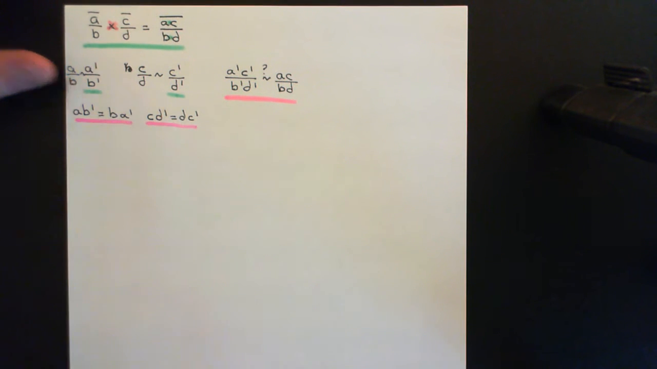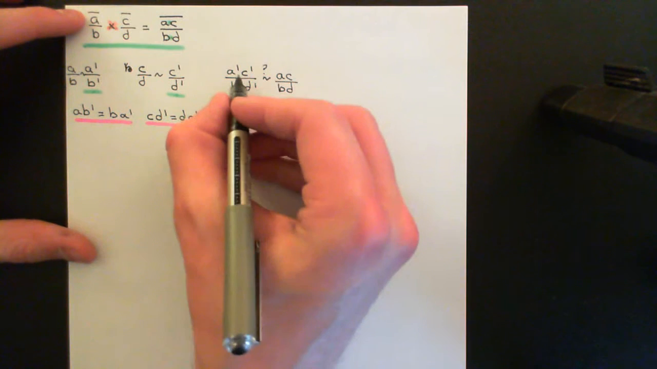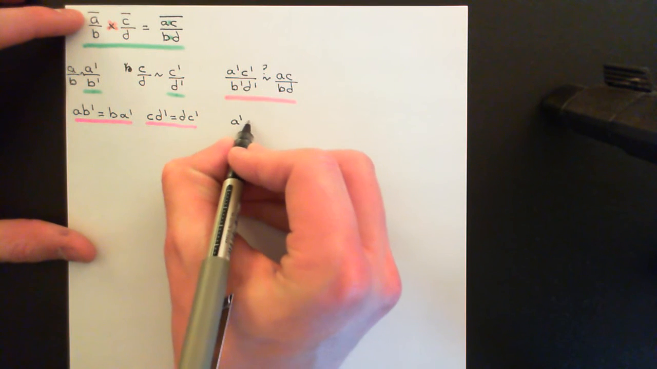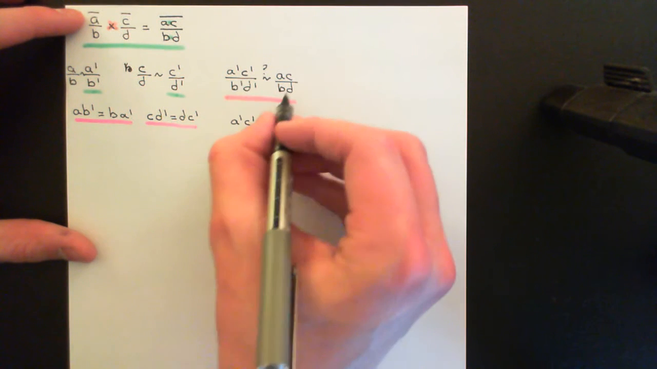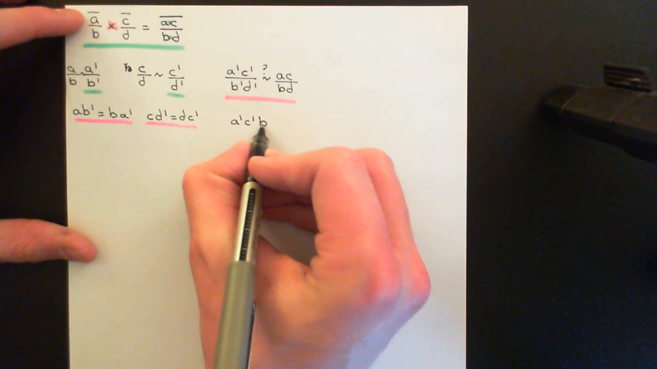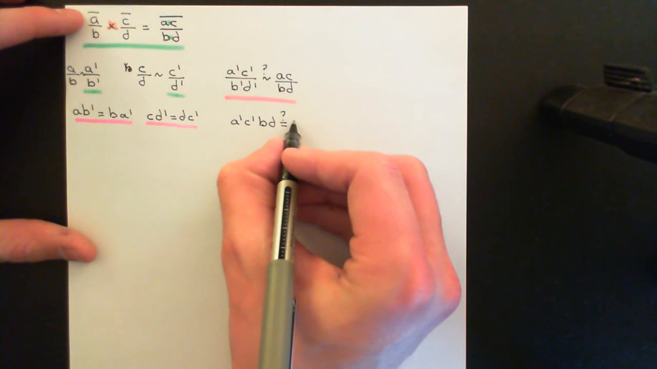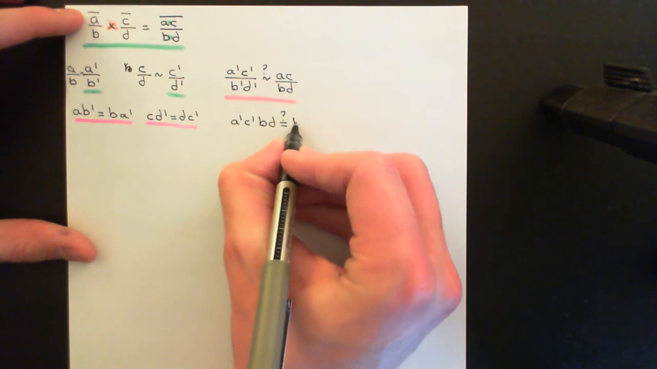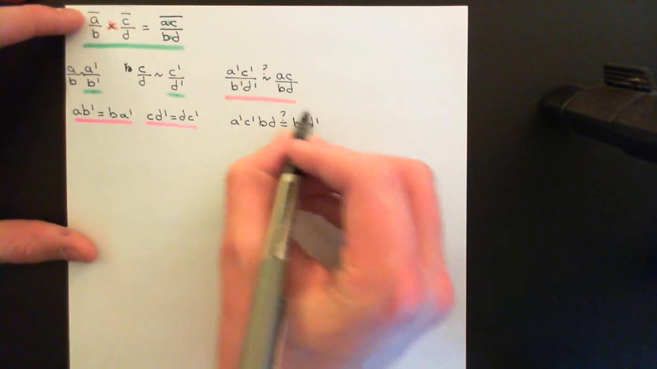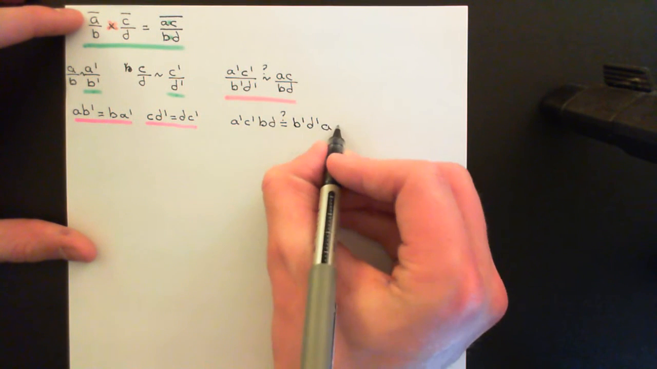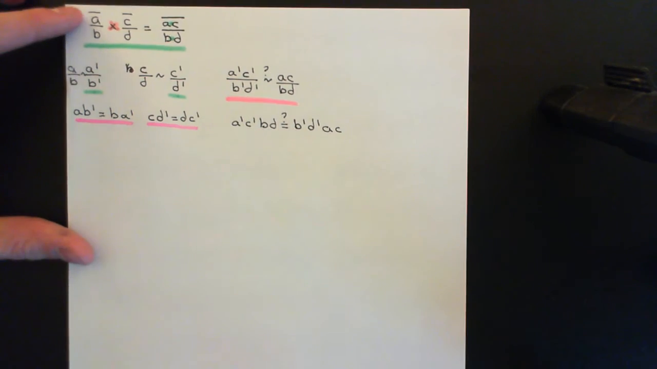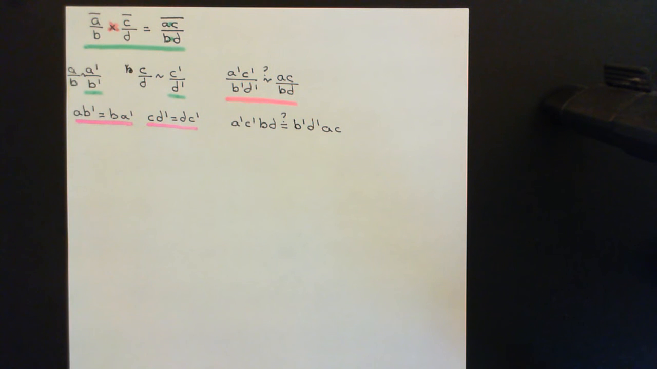Okay, so those are the two statements that we know are true about these numbers in the integral domain. And what do we want to prove? In order to prove this, we need to prove that the numerator here, which is a prime times c prime, times the denominator here, which is b times d, is equal to, and I'll put a question mark above that, b prime times d prime, the denominator here, times the numerator here, which is a times c. So we need to prove that this is true.